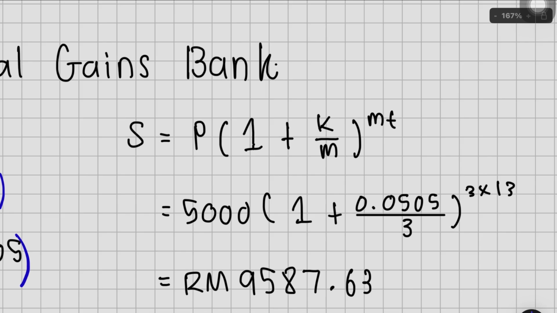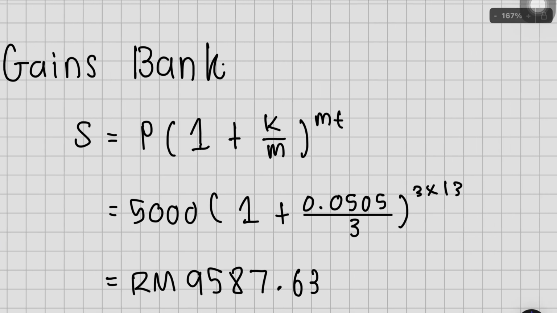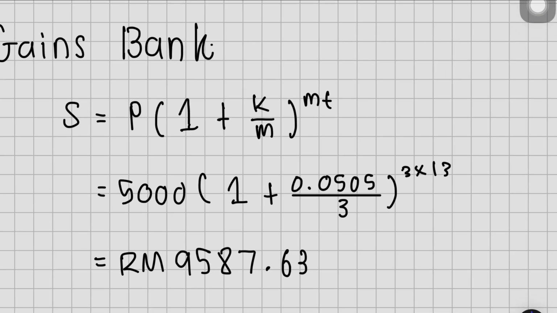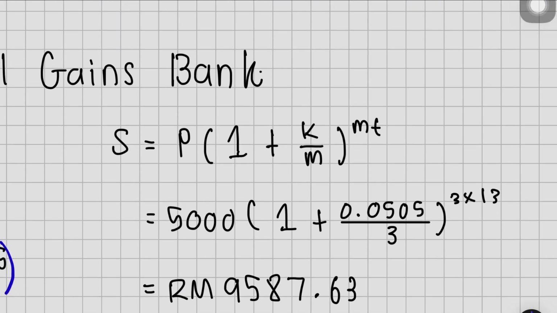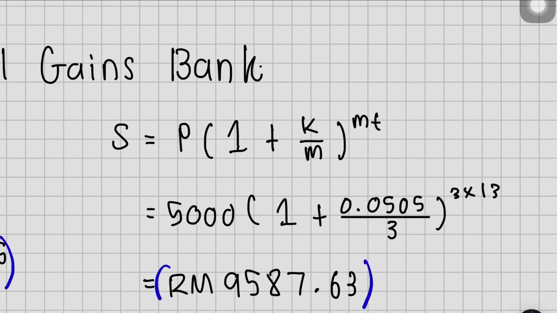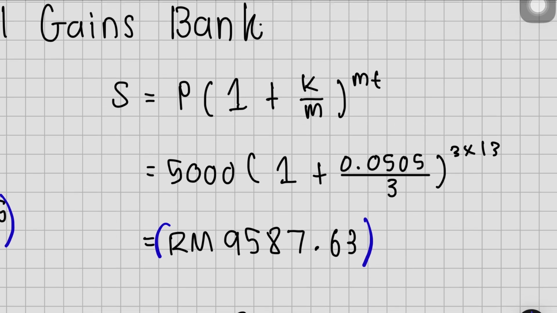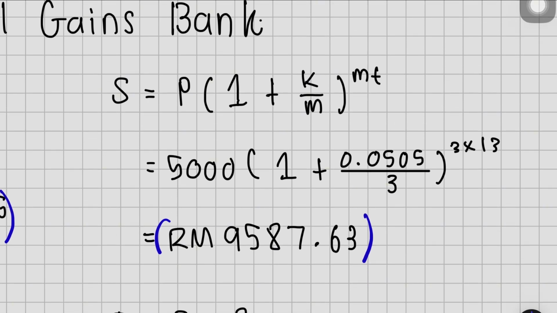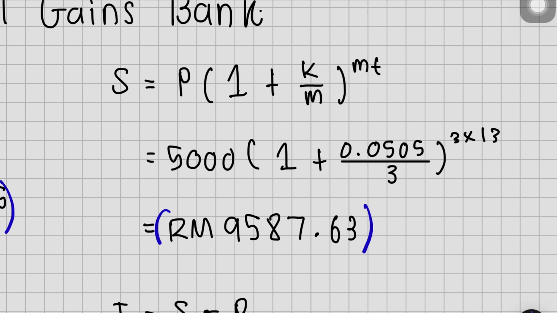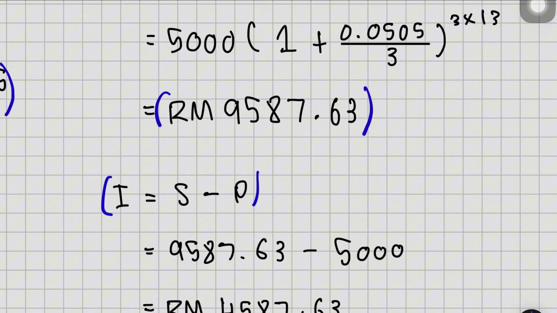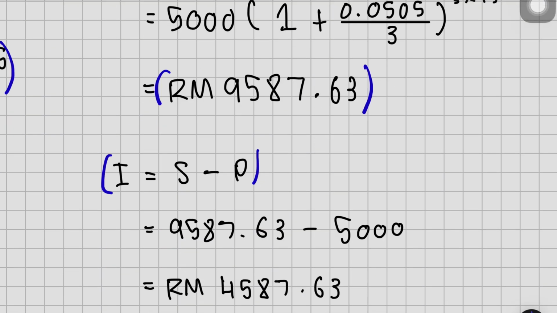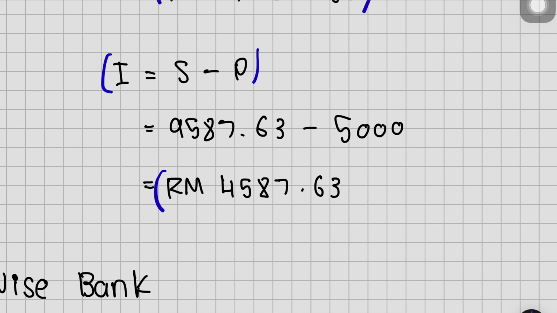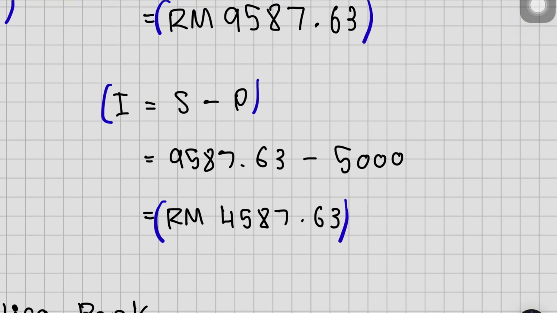Then we just enter the values into the formula S equals P bracket 1 plus K over M to the power of MT, and we get the future value of 9,587 ringgit and 63 cents. Then we are required to find the total interest for Capital Gains Bank, for which we use the formula I equals S minus P, and we get the interest for Capital Gains Bank of 4,587 ringgit and 63 cents.